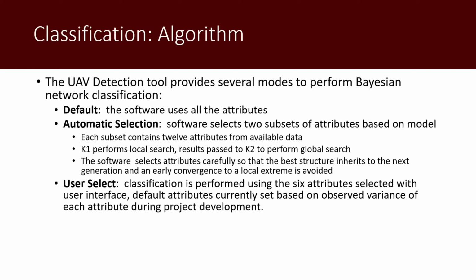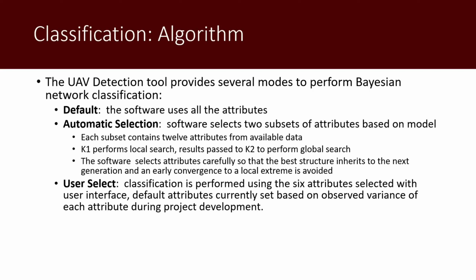Automatic selection would implement the Bayes SGA. This algorithm uses 2 layers of classification. The subsets were determined using the highest variance for those attributes that had a UAV present. The K1 layer would do a local search, and those results would be passed on to the second layer, which is referred to as K2, and that would perform the global search and get the results.